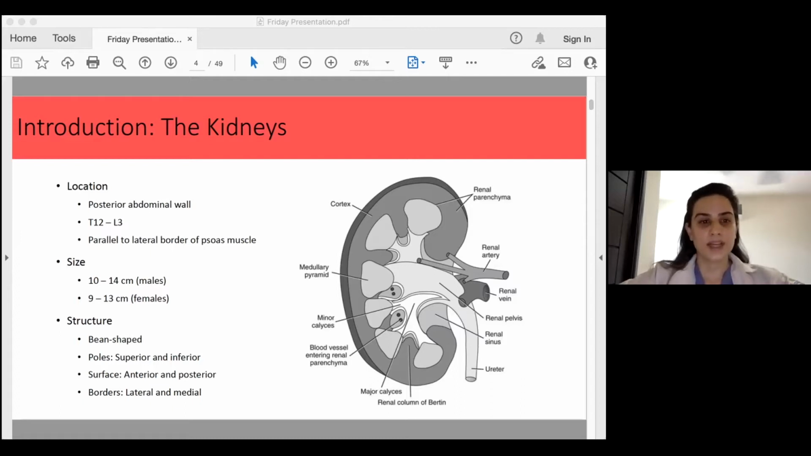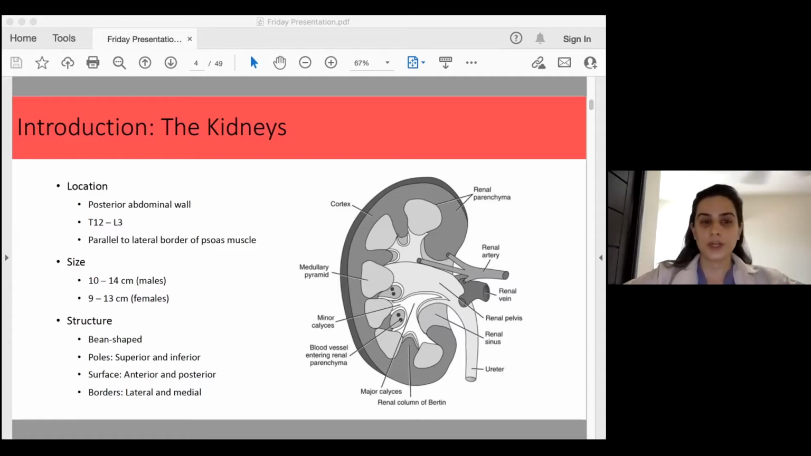In terms of their size, literature reports that they can differ between males and females. However, generally they are between 9 to 14 centimeters. We know that the kidneys are actually asymmetrical, and that the left kidney is slightly longer and narrower in adults as compared to the right kidney. The right kidney also tends to sit a bit lower because of the liver that is on top.